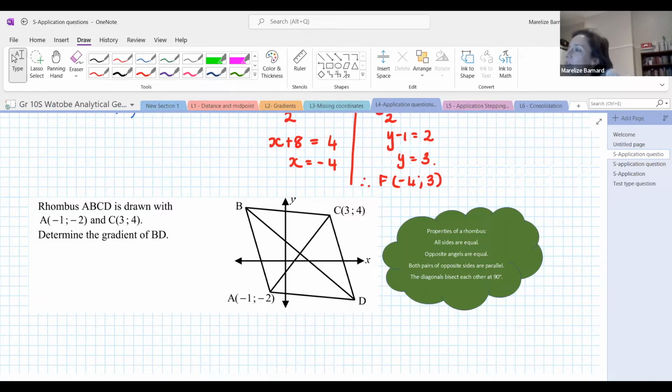So 90 degrees. What do you know about lines that meet at 90 degrees? What did we learn about the gradients of lines that meet at 90 degrees? Pop it in the chat. No, they're not equal. Parallel lines have equal gradients. What about perpendicular? Listen carefully to the question. My question was, what do we know about the gradients of lines that are perpendicular?